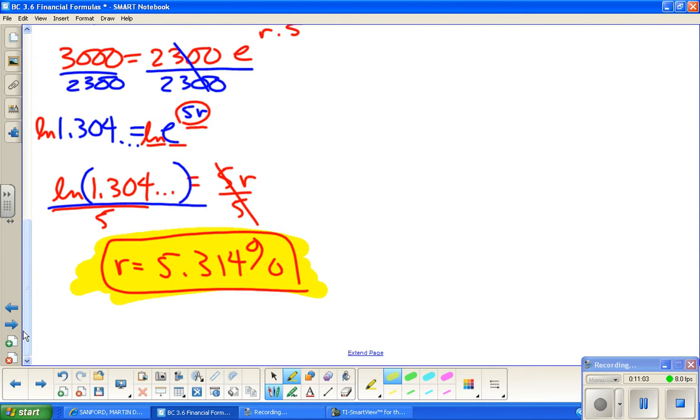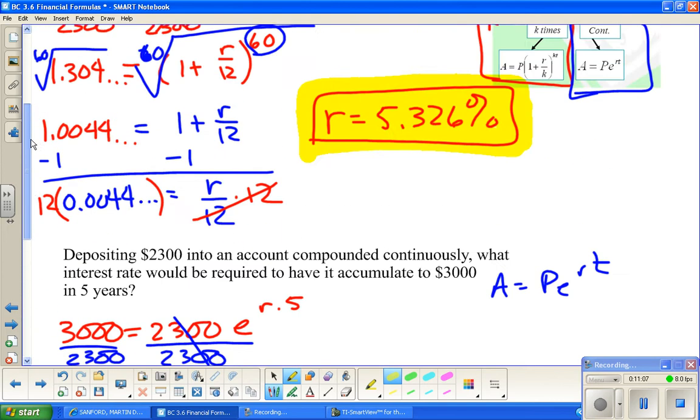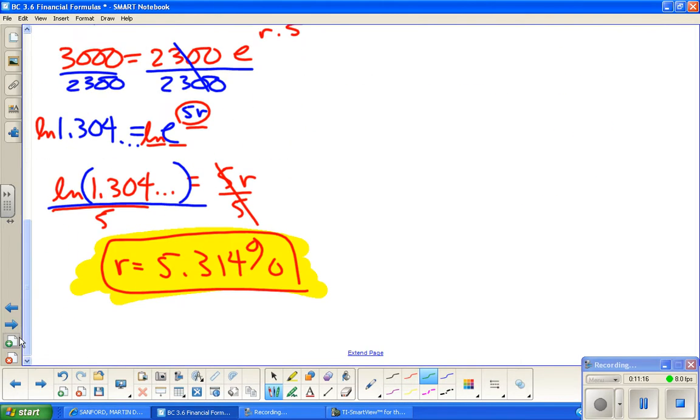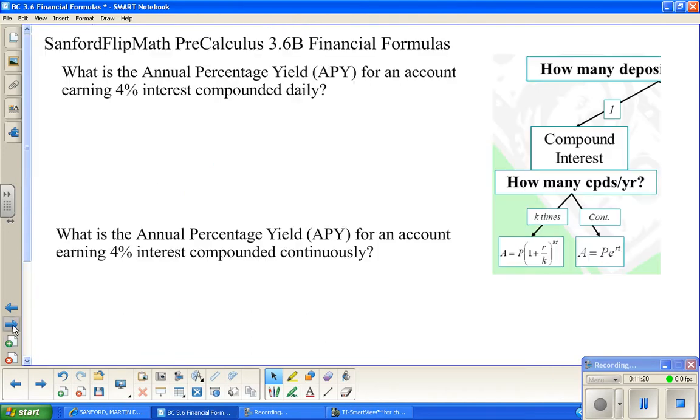Okay? All right, so that was both finding the rate. Okay? Just a quick reminder, this one I had to take a 60th root because the exponent did not have the variable in it. This one I had to do a log because the exponent had the variable in it. Okay? All right, let's pop to the next.